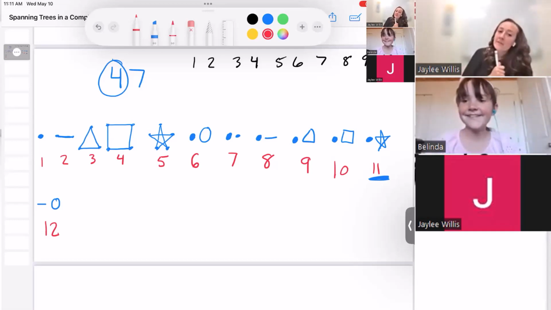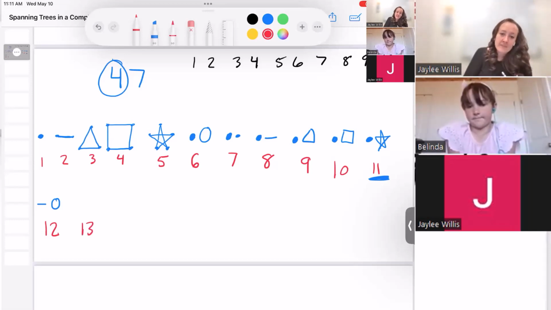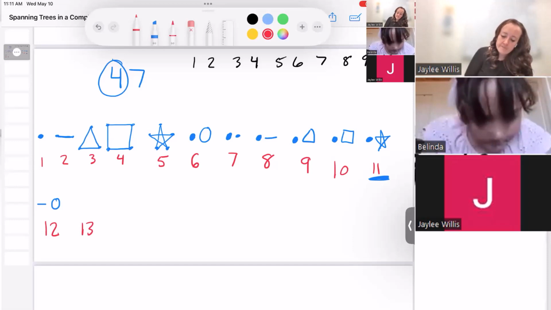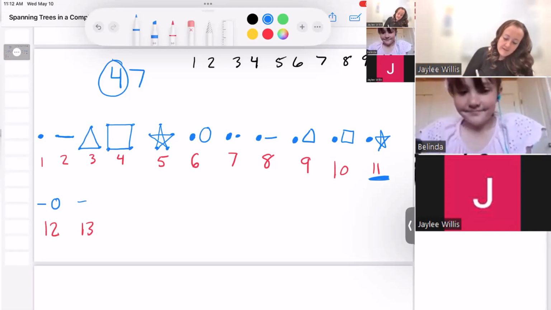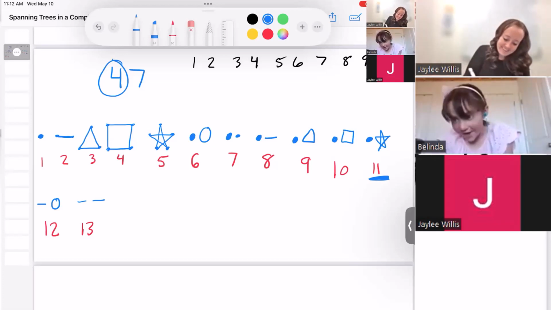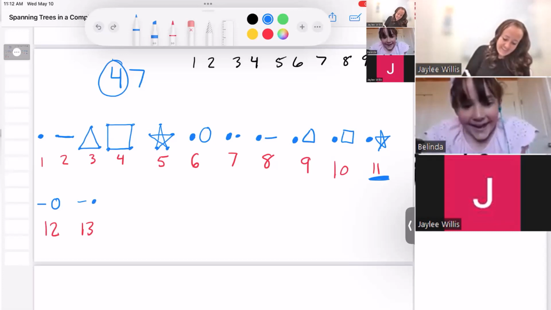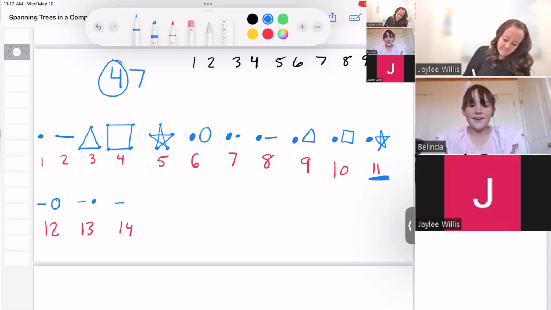Okay, so what would come after line T? What would be equal to our number 13? It would be line, liney, liney line. Oh wait, no, on our liney finger, dot. Yes. Liney dot. Okay, then what would the next one be? Then it would be a liney triangle.